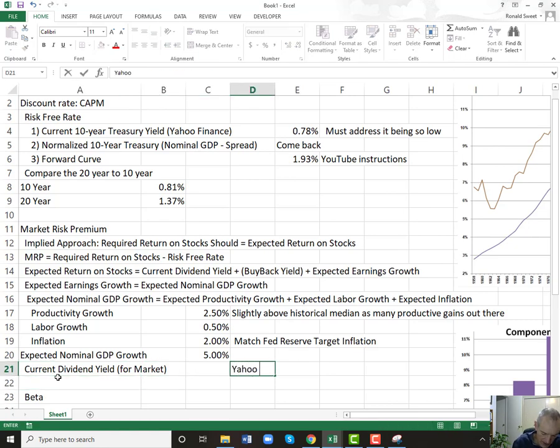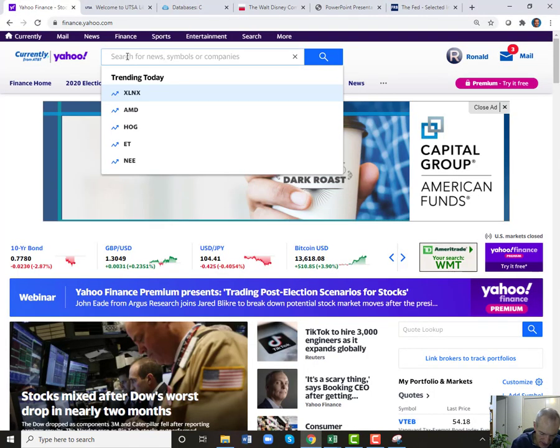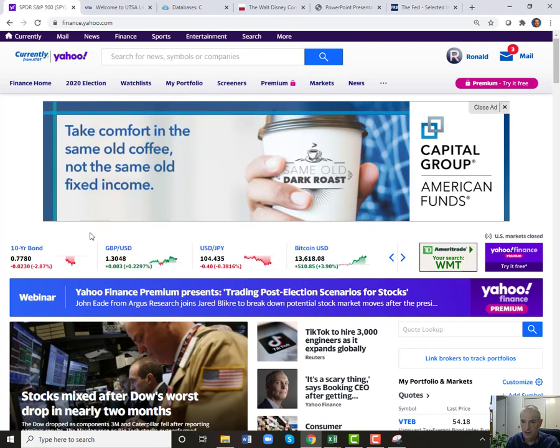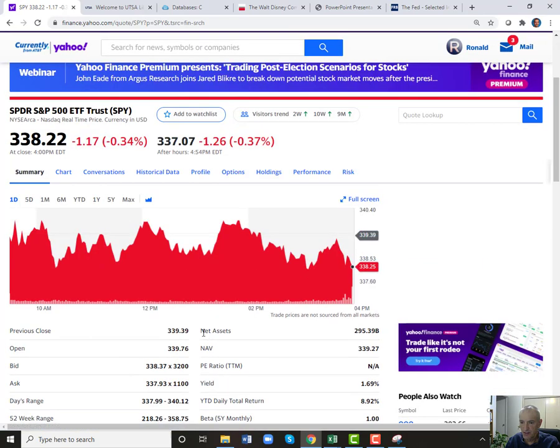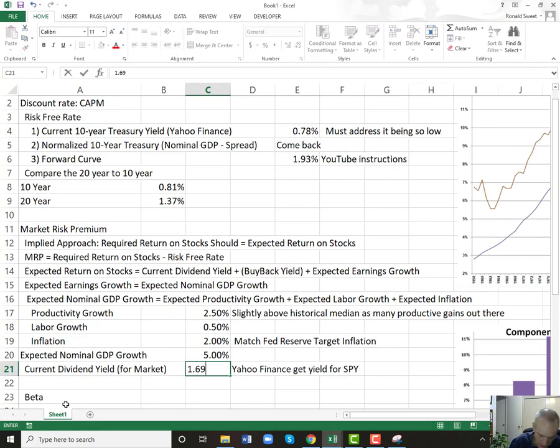So you can go to Yahoo Finance and get the yield for the SPY, because the SPY is the S&P 500 and an ETF, an exchange traded fund. So we can just go into Yahoo Finance and type SPY and bring this up, and the yield's really low right now. So if we look down at the yield, here's the current yield, 1.69%. So we've dropped back below 2%, 1.69%. So there's our dividend yield. What about buyback?